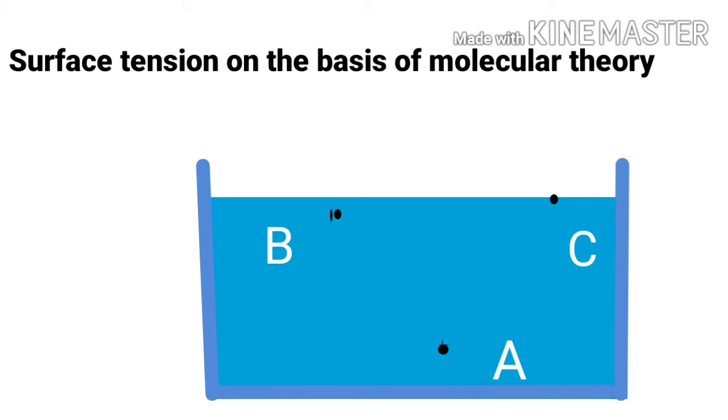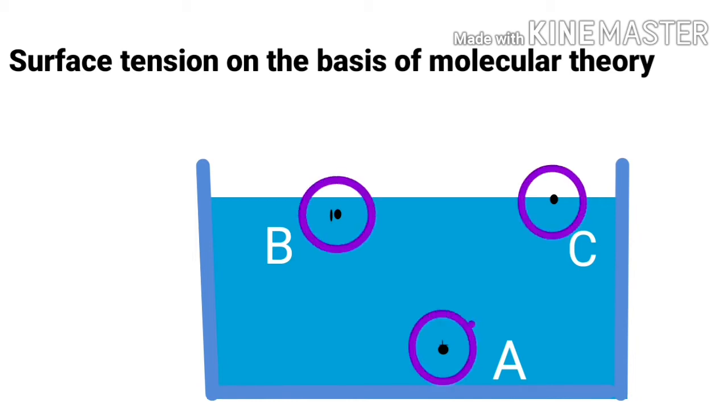We draw the sphere of influence of the molecules A, B, and C. It is seen that the sphere of influence of molecule A lies completely inside the liquid. As a result, molecule A is acted upon by equal cohesive forces in all directions. Hence, the net cohesive force acting on molecule A is 0.